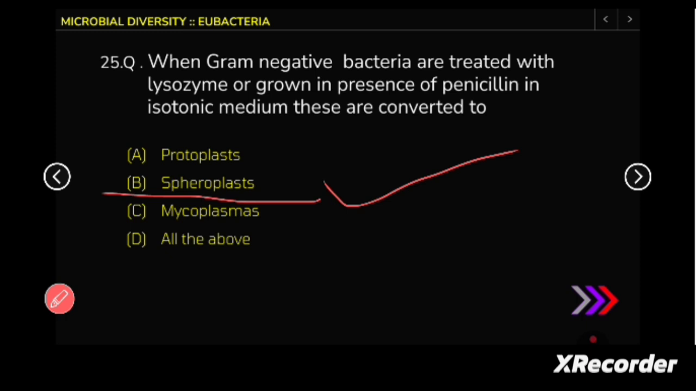So when treated with lysozyme or grown in presence of penicillin, only the inner cell wall is dissolved. Still, the bacteria retain some portions of the cell wall. Lysozyme dissolves only peptidoglycan. So gram-negative bacteria still contain lipids and lipoproteins attached to the cell membrane. Such cells which have partially lost the cell wall are known as spheroplasts.